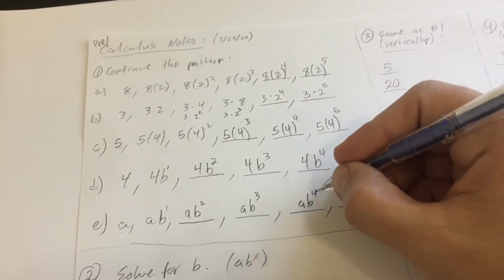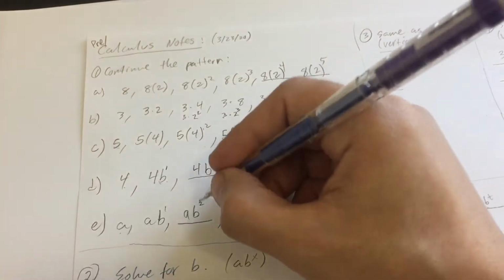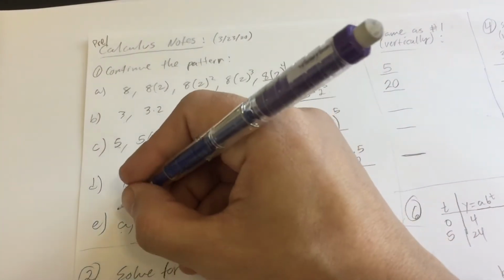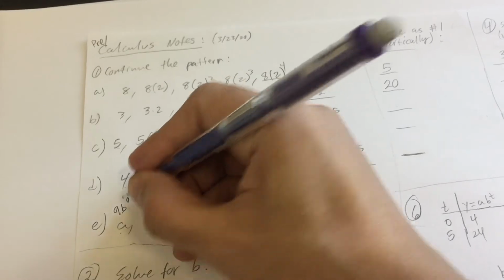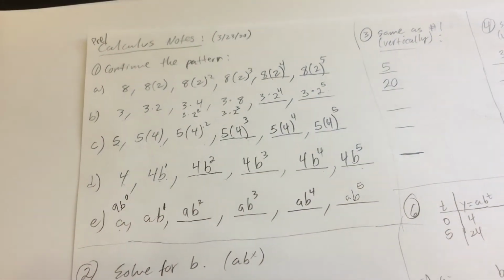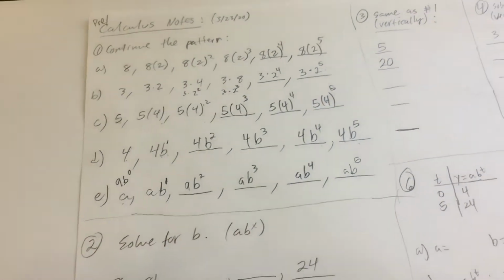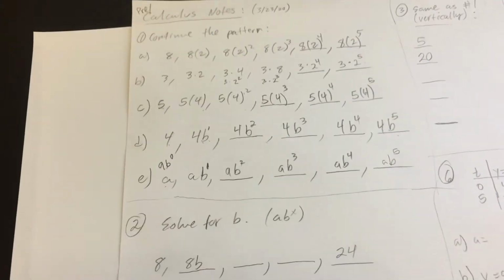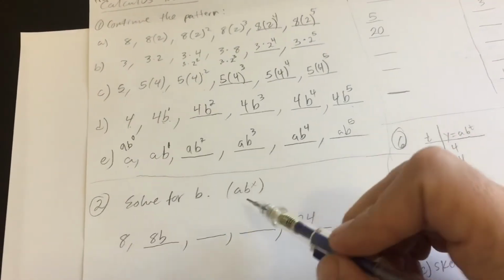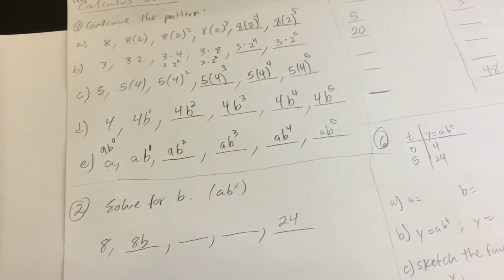The exponent is 5, exponent 4, 3, 2, 1. What's this exponent? A times b to the 0. Okay, fits the pattern, alright? This is the general form. So for exponentials, we will have that format: a times b to the x power.